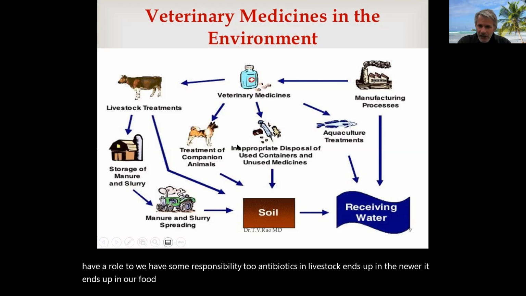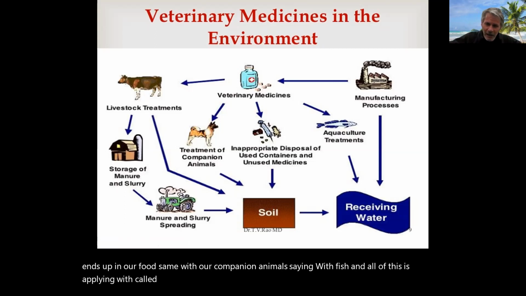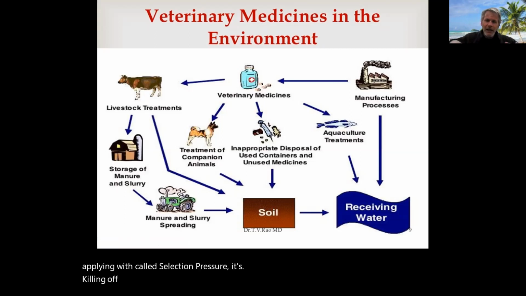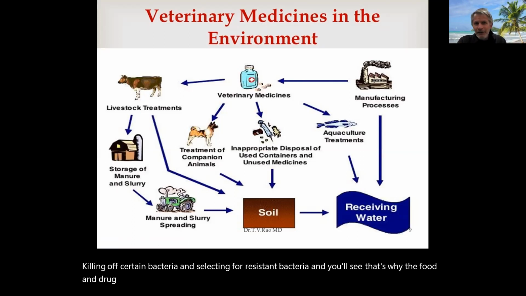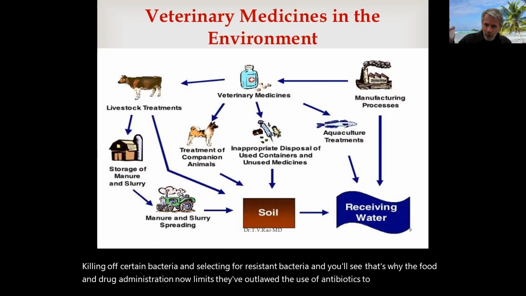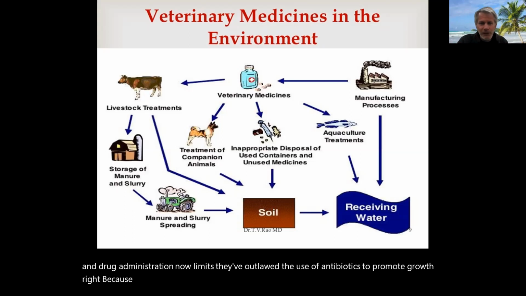Same with our companion animals, same with fish. And all of this is applying what's called selection pressure. It's killing off certain bacteria and selecting for resistant bacteria. And you'll see that's why the Food and Drug Administration now limits, they've outlawed the use of antibiotics to promote growth, right? Because that's not really necessary.